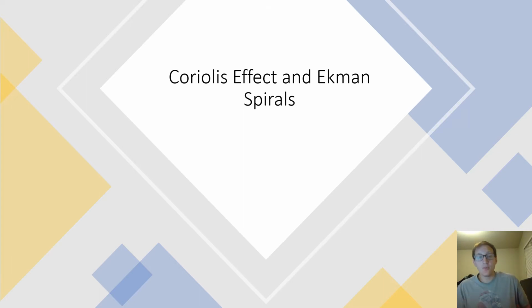Today we're going to continue what we were talking about last time with ocean currents, and we're going to talk about two very important aspects of ocean currents and how these two things affect ocean currents and affect other things on our Earth. Those two things being the Coriolis effect and Ekman spirals.